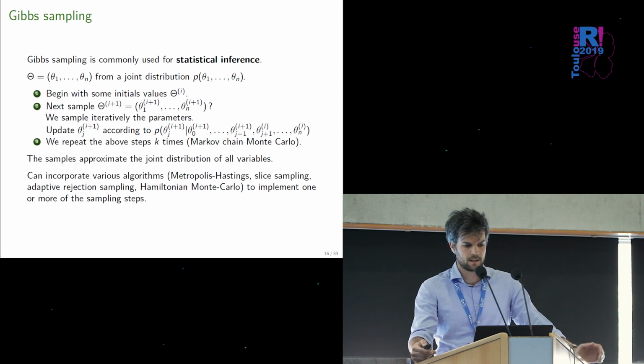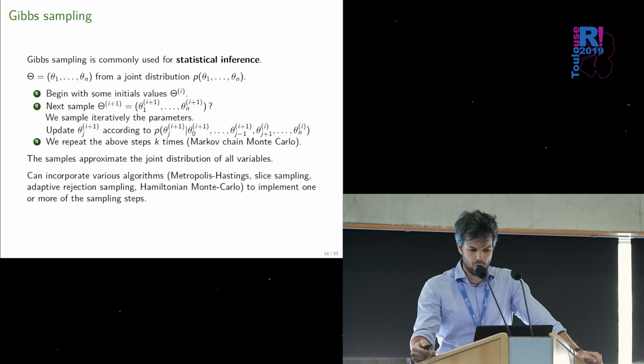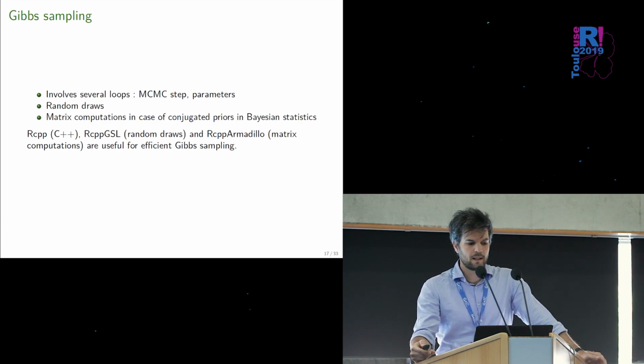Gibbs sampling can incorporate more advanced algorithms such as Metropolis-Hastings, slice sampling, adaptive rejection sampling, or Hamiltonian Monte Carlo. So a Gibbs sampler involves several loops, both at the MCMC level and at the parameter level.